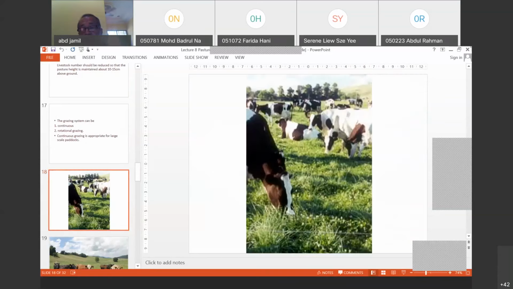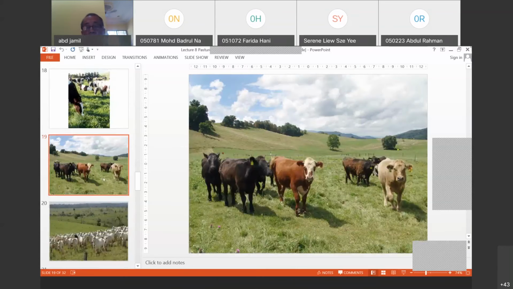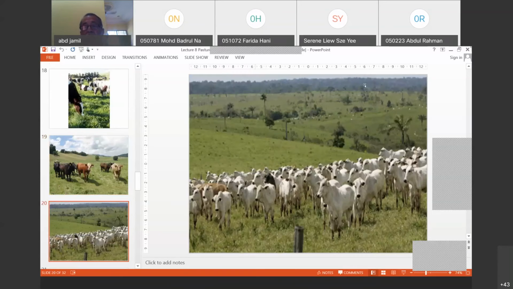So this is a picture of grazing, maybe continuous or maybe rotational. But compare to cut and carry, remember cut and carry. So this is mainly overseas. You see the fencing, and here is a very big area. In Malaysia, we can't afford this big area.